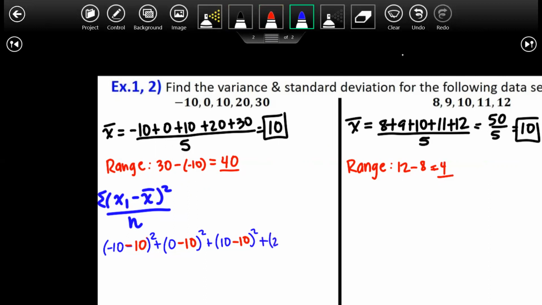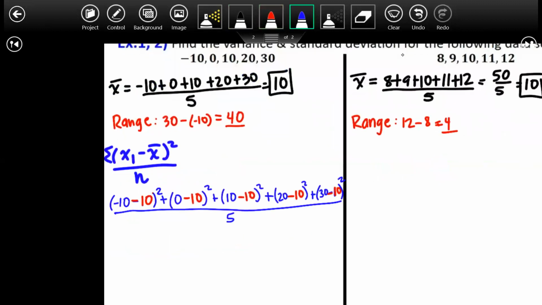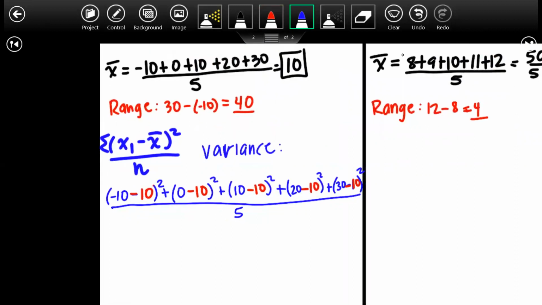We're going to do 20, and we're going to do 30. 30 minus 10, squared. Looking at all of our numbers here, we're going to take all of them and divide them by 5. This is going to provide us the variance. So we're solving for the variance right now, and this is going to help us determine what the standard deviation will provide us.